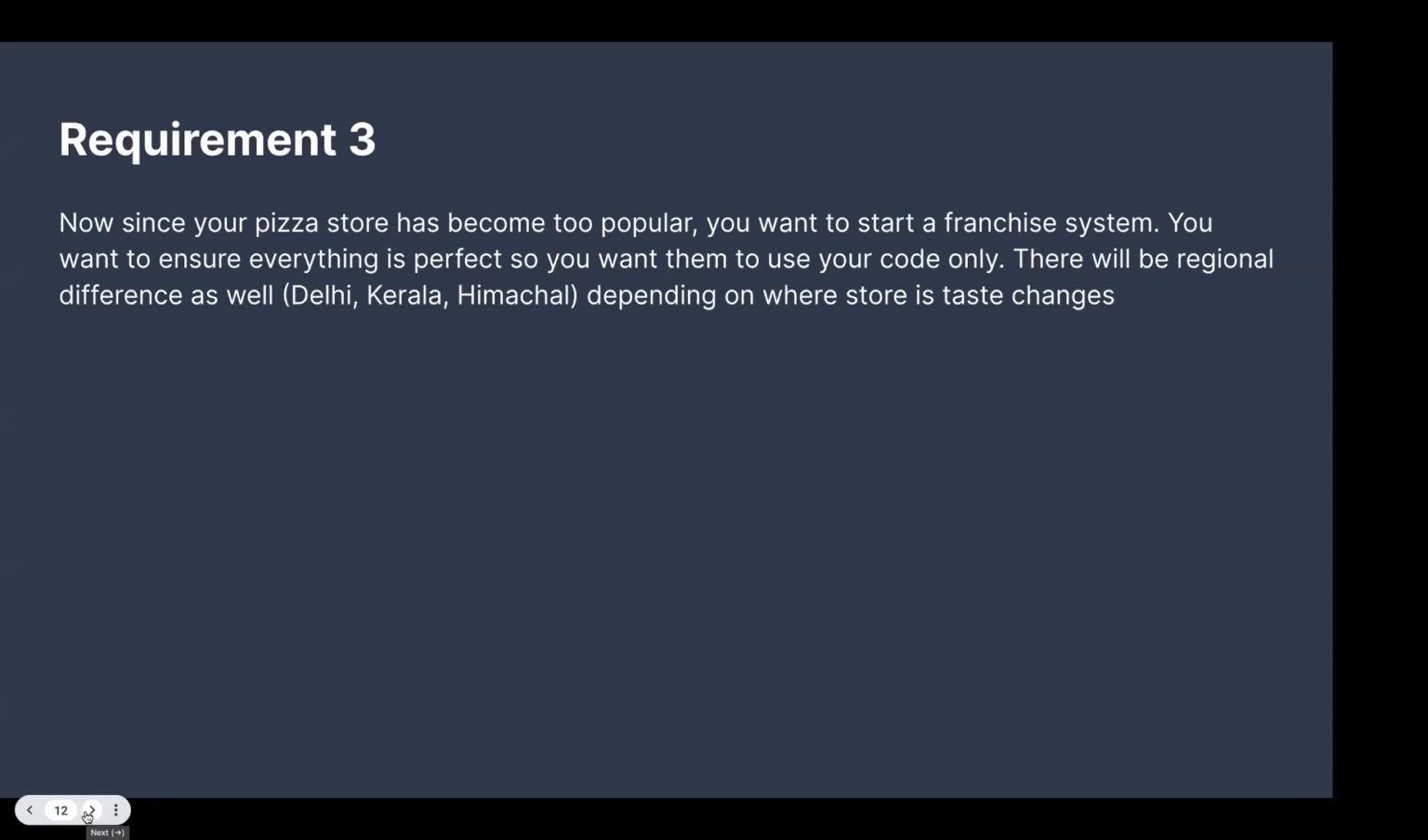Say in your pizza store, you want to also start a franchise system and you want to ensure everything is perfect. So you want them to use your code only. You don't want to change them. Okay. So depending upon the regional differences, there will also be a change in the taste, right? So now we want to implement that also. Can anyone tell how should I implement that?